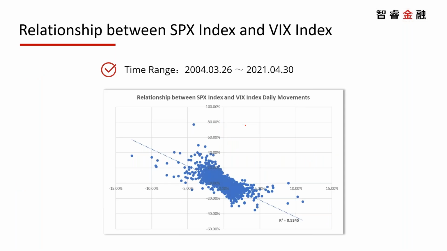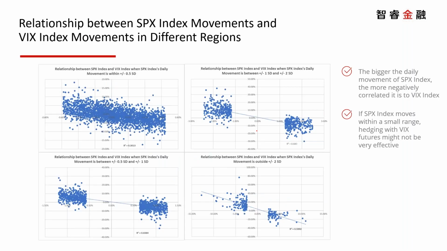Now let's take a look at the scatter plot. On the horizontal axis are the daily S&P index returns. On the vertical axis are the VIX index daily returns. From the chart, one can very easily figure out that those two indexes are negatively correlated. And if we further divide this data set into 4 different categories in terms of S&P 500 daily return brackets, for example, this one displays the relationship between the S&P index and VIX index when the S&P index daily movement is between 1 and 2 standard deviations.